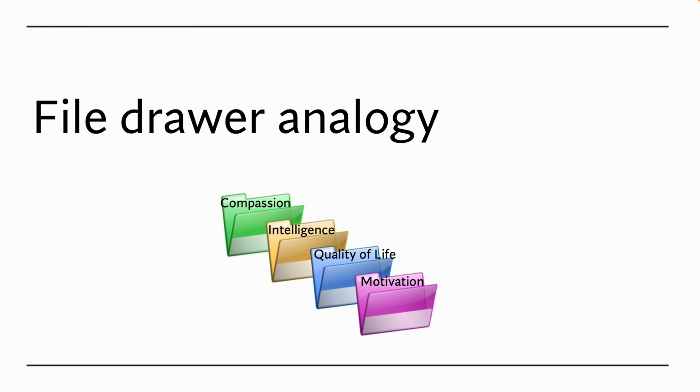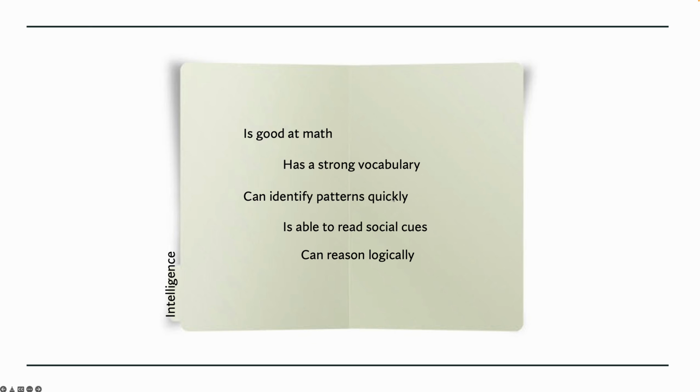So the way a lot of people will talk about this is with a file drawer analogy. We all have these file folders in our mind that sort of hold all the images that are associated with different constructs that we use to communicate with each other. And the one we're going to focus on for this example will be intelligence. So when we open up the file drawer, I have images like is good at math, has a strong vocabulary, can identify patterns quickly, is able to read social cues. Now that one seems somewhat unrelated to these other ones. Can reason logically.